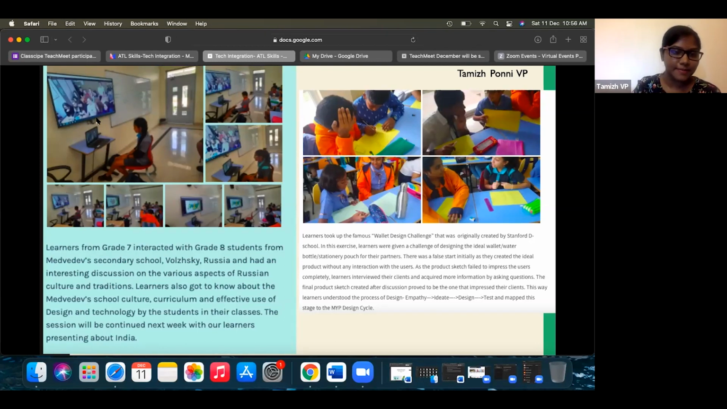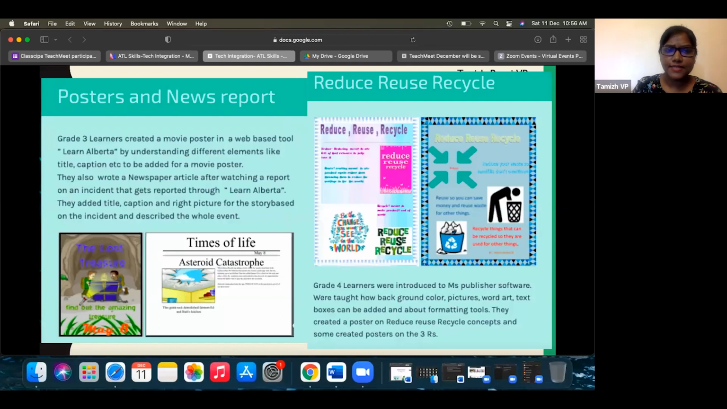This is happening with some school in Russia. And just that connection itself is great. Once you establish the connection, you can also start sharing lessons and resources. So this was another way of connecting with students outside the country. And these are some of the examples where they make posters and everything.